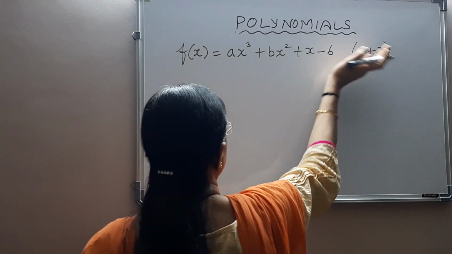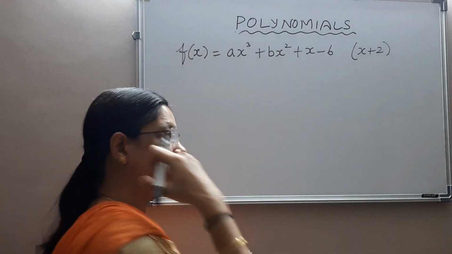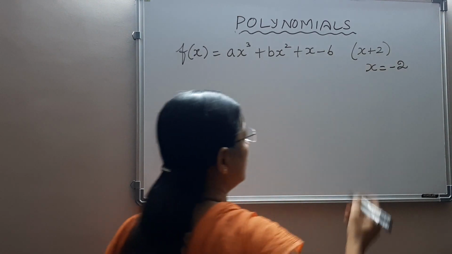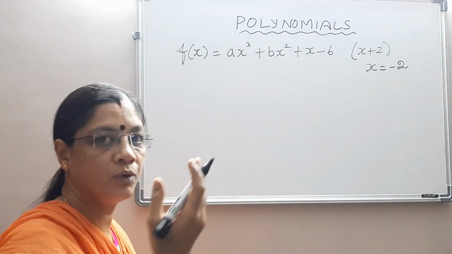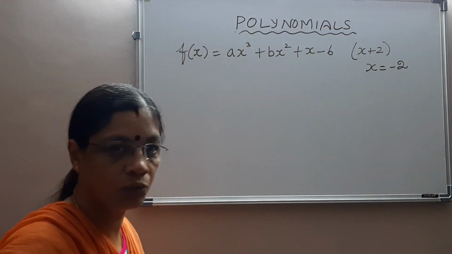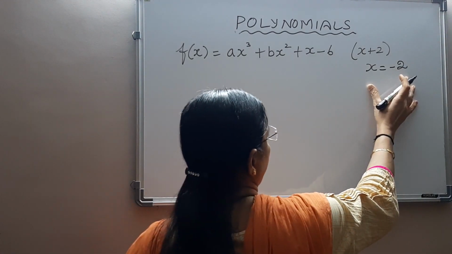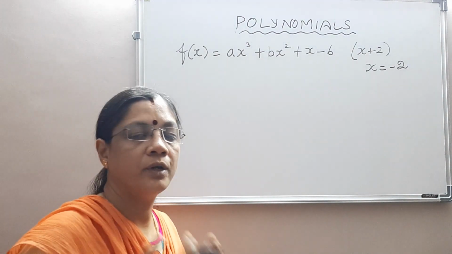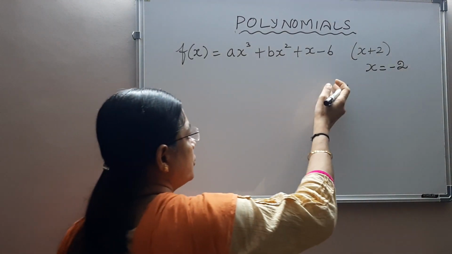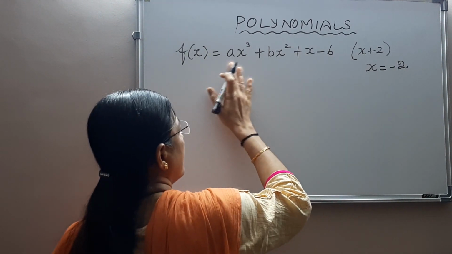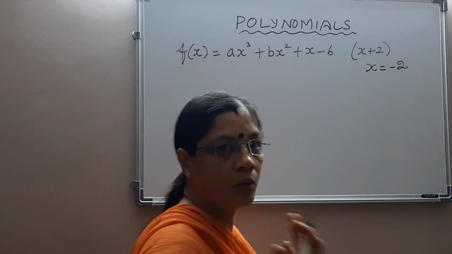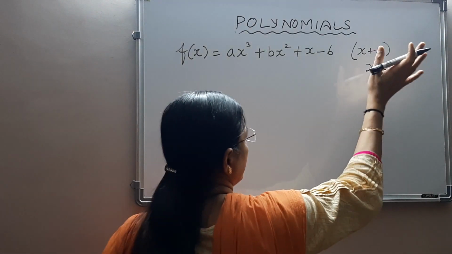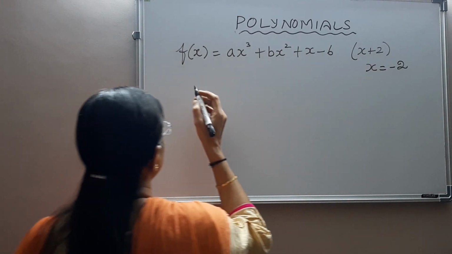That is, if it is a factor, it exactly divides the polynomial. So what did I say? x plus 2 is equal to 0. Equate it to 0, you get x is equal to minus 2. So when I substitute in the equation, what should I get? I should get 0, isn't it? So I should equate it to 0. Since there are unknown values here, a and b, I won't be getting 0. I need to find a and b so that it becomes 0. So x is equal to minus 2 is a root of the equation.